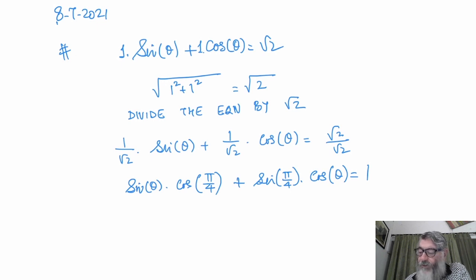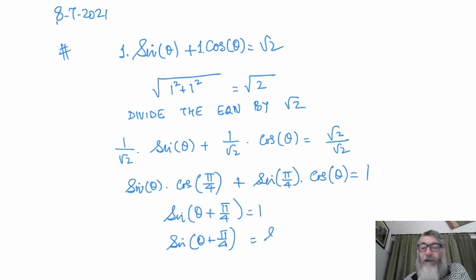It is sine A cos B plus cos A sine B. So it will become sine A plus B is equal to 1. Now it is sine theta plus pi by 4 is equal to 1, which is sine pi by 2. Sine 90 is 1.